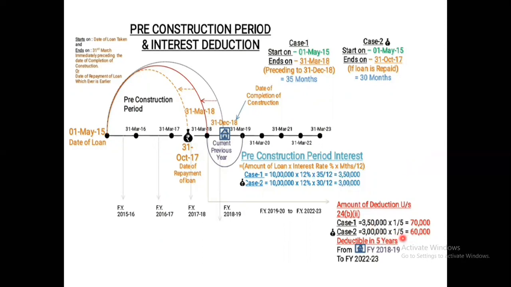Now, this pre-construction period interest can be claimed in 5 years, that is, from the financial year 2018-19 to financial year 2022-23. Primarily because you can see that the construction gets completed on 31st March 2018. And therefore, from 1st April 2018 onwards, the SSE can start claiming the pre-construction period interest in 5 successive years.